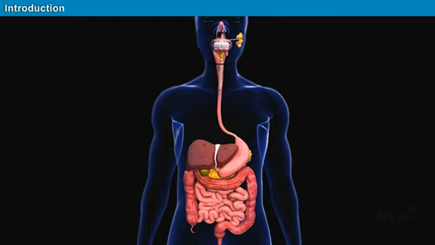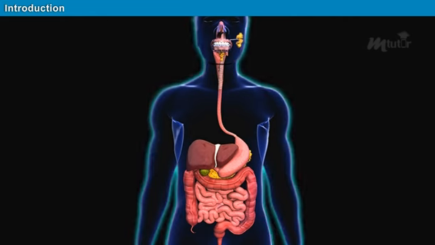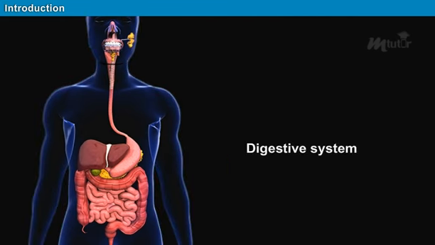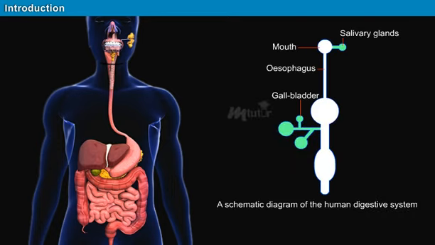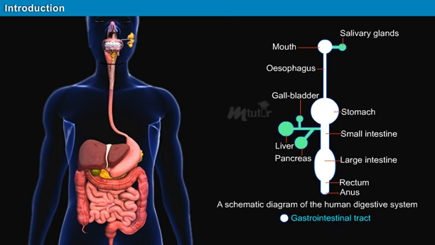A group of organs working together to mix, grind, and convert food into energy and basic nutrients to feed the entire body is called the digestive system. The digestive system is made up of the gastrointestinal tract, that is, the GI tract or alimentary canal, and accessory organs, which help in the process of digestion and absorption.